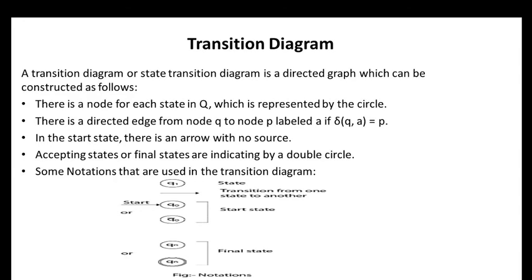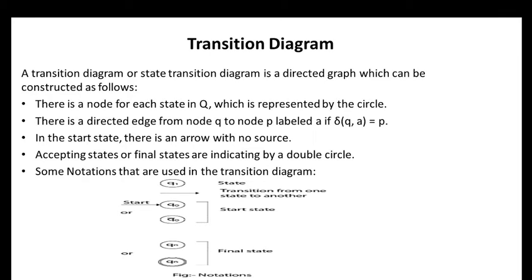This is the state. Next, there is a directed edge from node Q to node P labeled P if the transition from Q to P is on input symbol A. So that is the transition. This is the arrow mark. The directed arrow mark is used to show the move from one state to another state by using the input symbol.